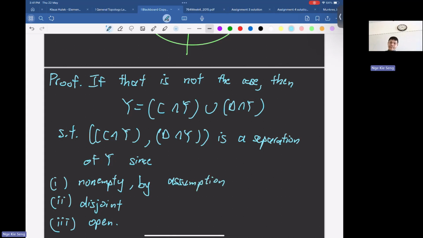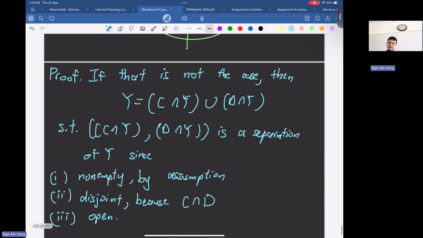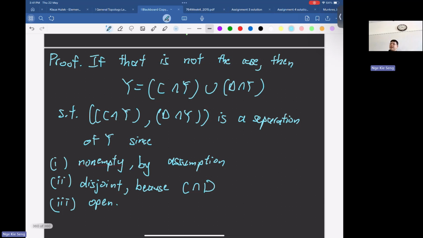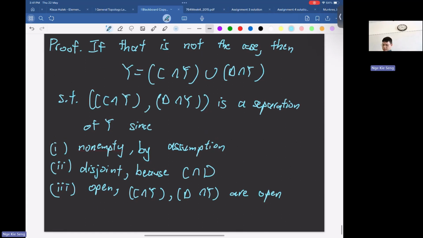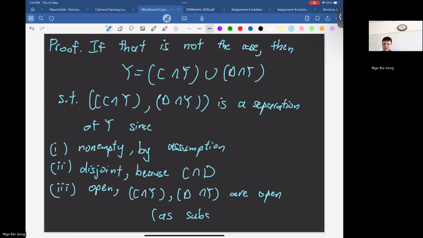Why is it disjoint? Because we know that C and D are already disjoint. Open: obviously open, since this is open in the subspace topology. So you will produce a separation. Very simple argument, but please don't forget it.